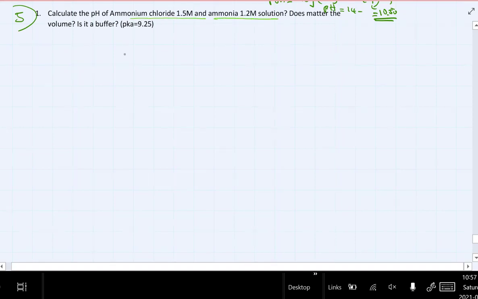And does the volume matter to be a buffer and what it is, right? So let's see that one. Ammonium chloride. And we know that ammonia is the base and ammonium chloride is the conjugate acid, and then cancel the chloride, it's no use.